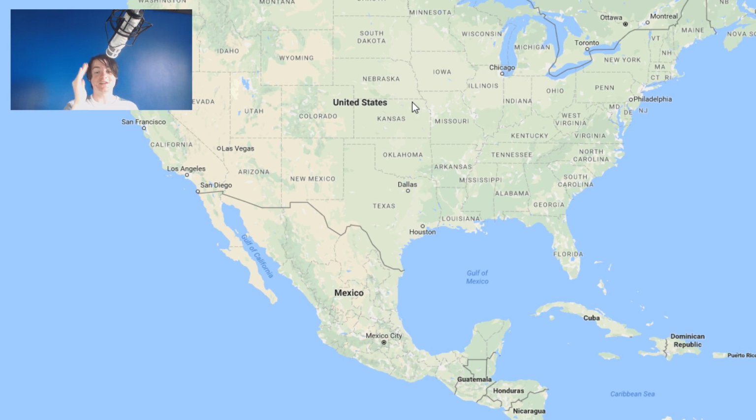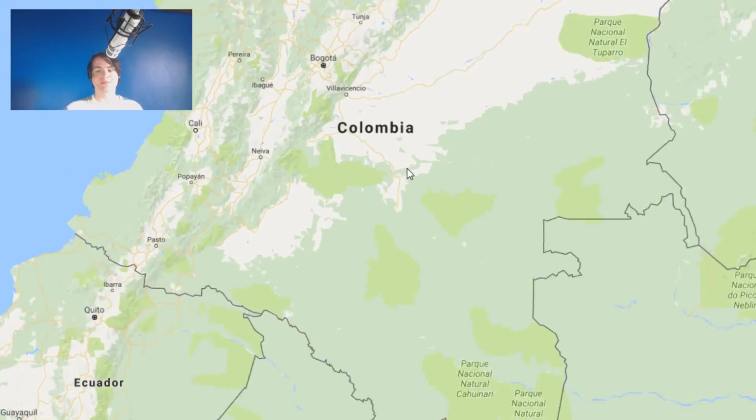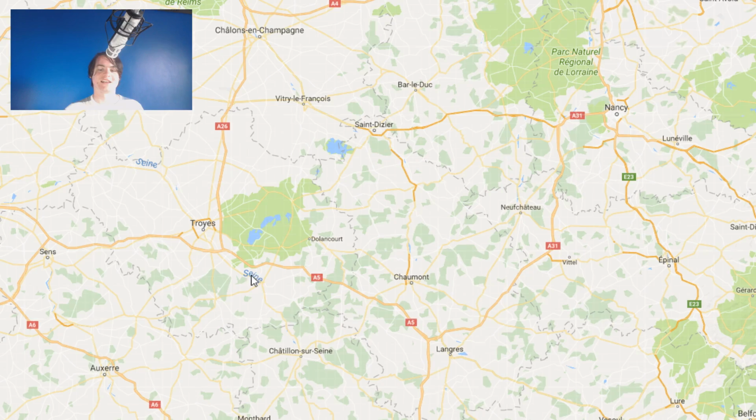So look at the United States, the most famous example. You can see all 50 states and their borders very, very clearly on the map. The same is true for Canada. The same is true for Mexico. The same is true for Colombia. As you can see over here, the same is true for Brazil. It's true for pretty much every country you can look at. Let's just prove a couple more examples though.